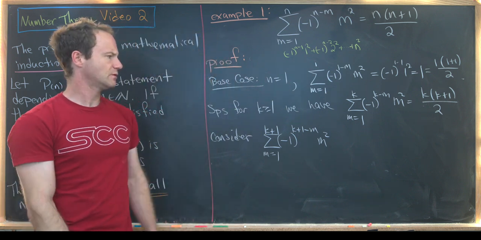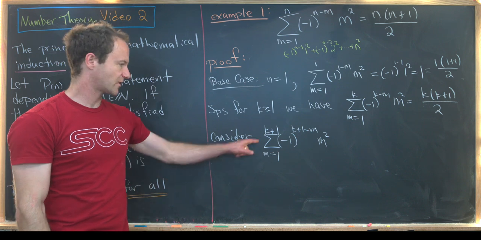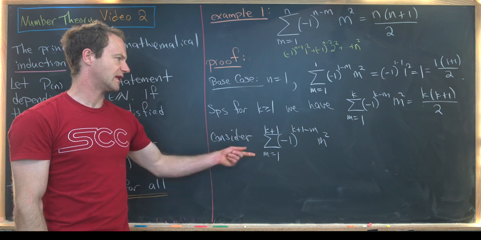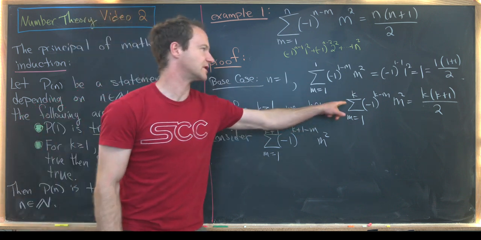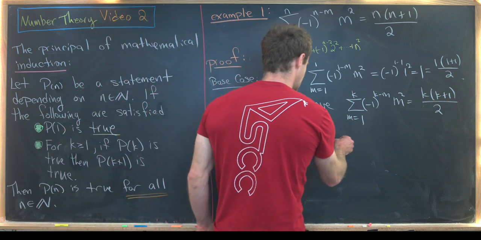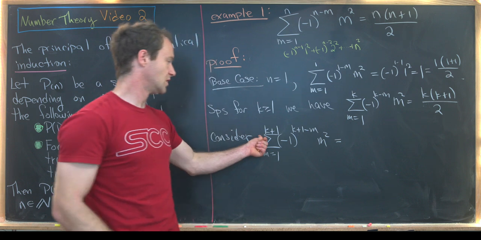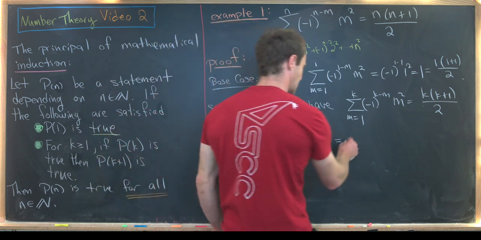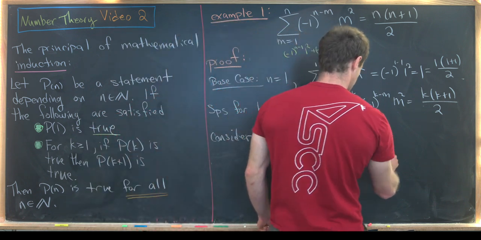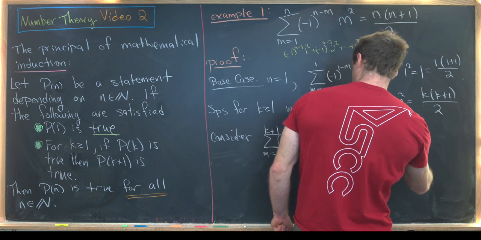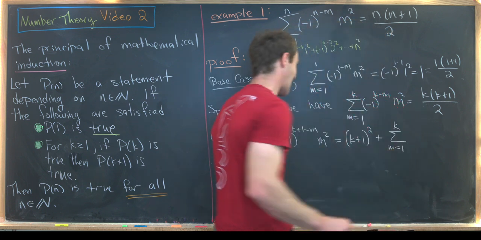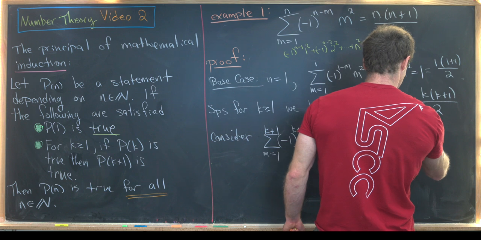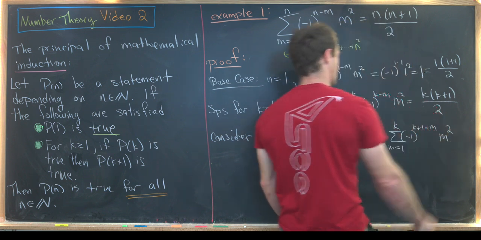Okay, so we want to maybe do a couple of things here. First, we'll strip out the k plus first term so that we will be left with a sum from 1 to k so that we can apply this. So notice taking out the k plus first term will give us minus 1 to the k plus 1 minus k plus 1. That's minus 1 to the 0, which is 1, and then k plus 1 squared. And then we'll be left with the sum as m goes from 1 to k of all of this stuff. So we'll have minus 1 to the k plus 1 minus m times m squared.